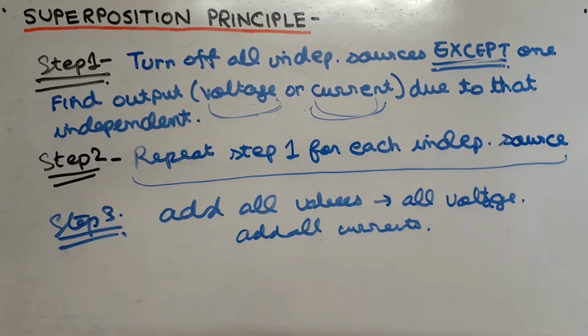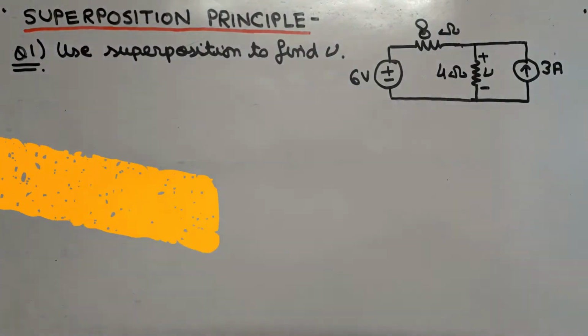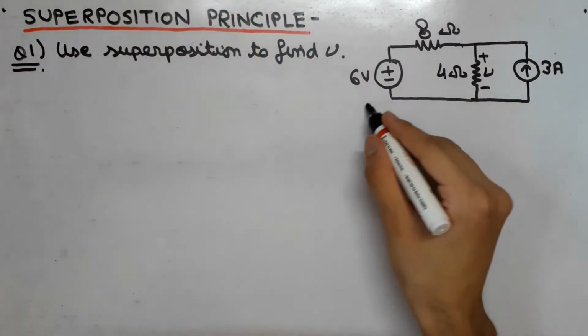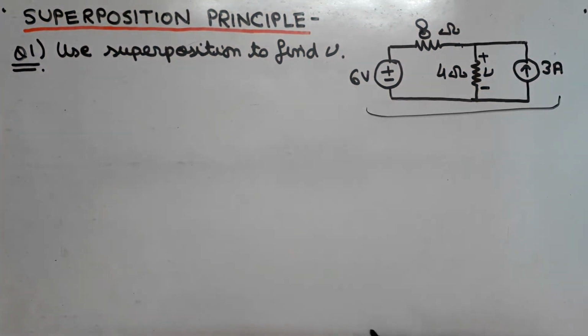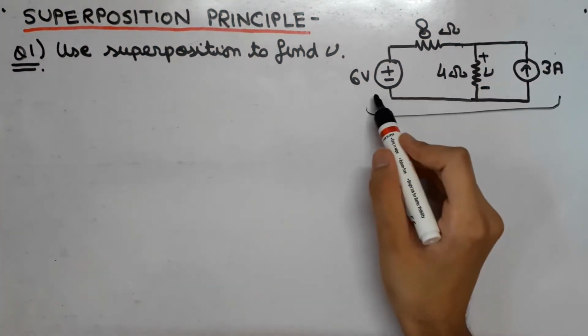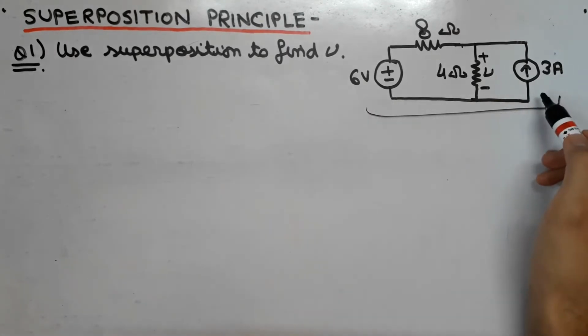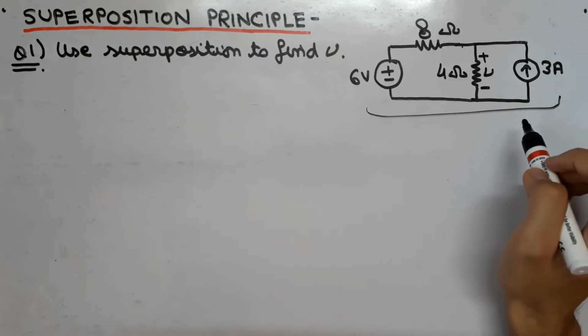Now guys, we are going to do a couple of questions so that these steps become very clear to you and you will be able to understand the concepts clearly. In question number 1, we have to use the superposition principle to find V. That is, in the given circuit, we have to find the value of V. We can see that we have two independent sources: a 6 volt voltage source and a 3 ampere current source. We have to take each of them separately.